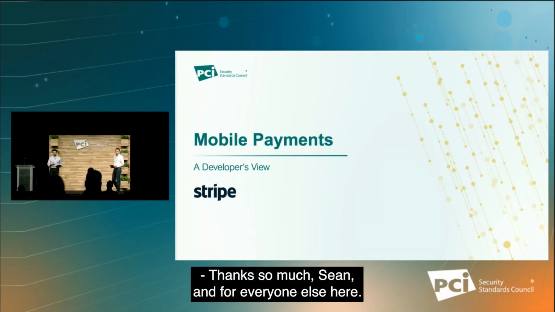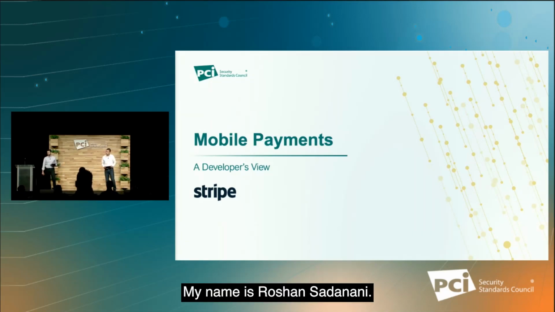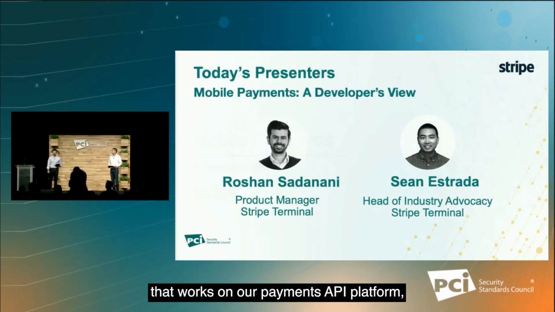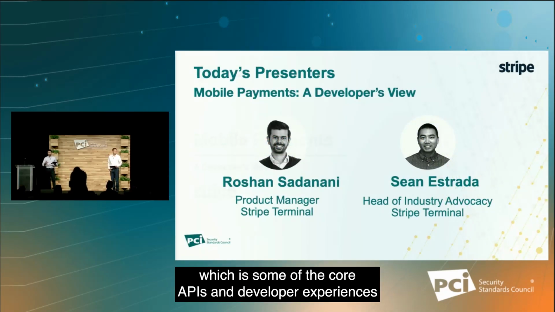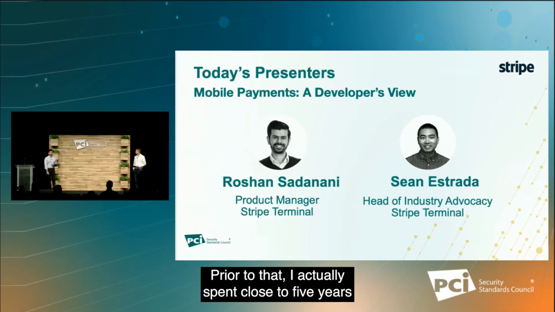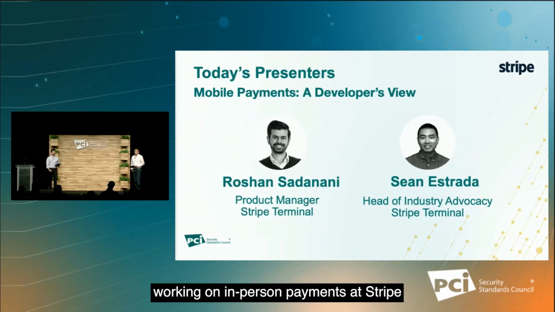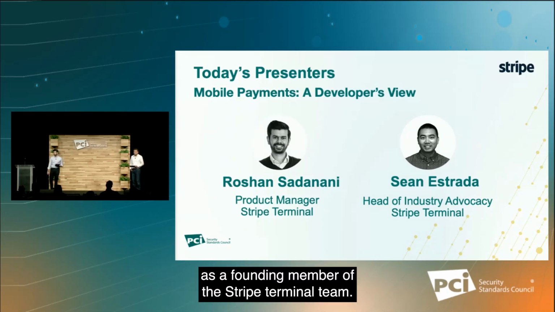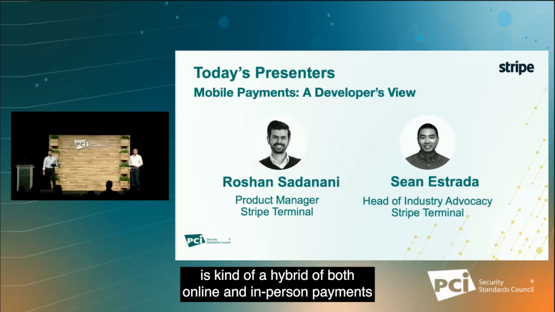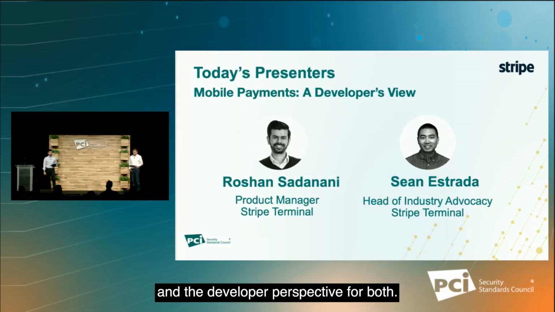Thanks so much, Sean. And for everyone else here, my name is Roshan Sadanani. I'm a product lead within Stripe that works on our payments API platform, which is some of the core APIs and developer experiences that allow our users to move money around with Stripe. Prior to that, I actually spent close to 5 years working on in-person payments at Stripe as a founding member of the Stripe terminal team. And so what we'll be talking about today is kind of a hybrid of both online and in-person payments and the developer perspective for both.